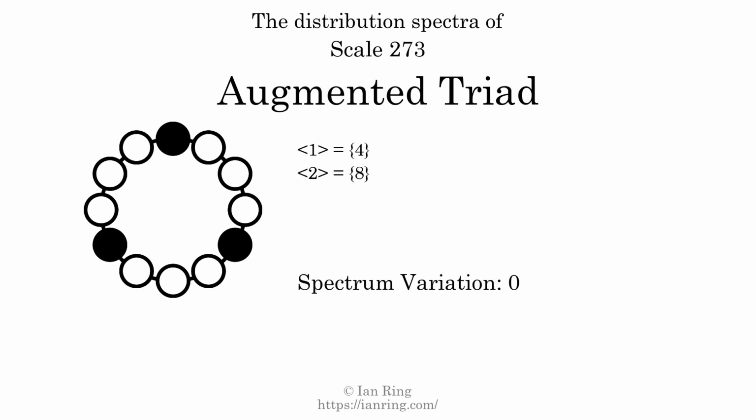The spectrum variation is the sum of all the widths, divided by the number of tones. The spectrum variation of this scale is 0. The variation of the scale is exactly 0, which indicates that the scale is perfectly even. The highest spectrum width is 0. Since it is less than or equal to 1, that means this scale is maximally even.